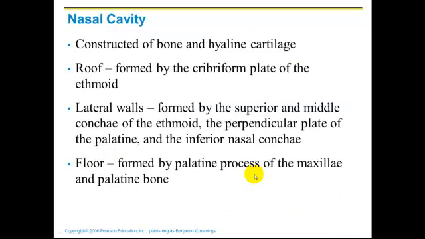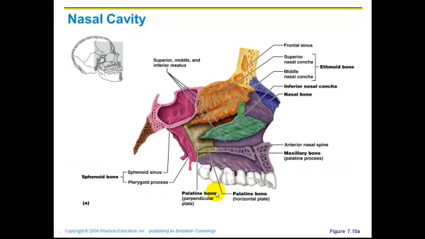The nasal cavity is also a complex structure. The roof of the nasal cavity is formed by the cribriform plate of the ethmoid bone. The lateral walls, or side walls, are formed by both the superior and middle conchae of the ethmoid, as well as the inferior nasal conchae. The division in the center would be formed by the perpendicular plate of the ethmoid, and we would also see the floor being formed by the palatine process of the maxilla and the palatine bone.